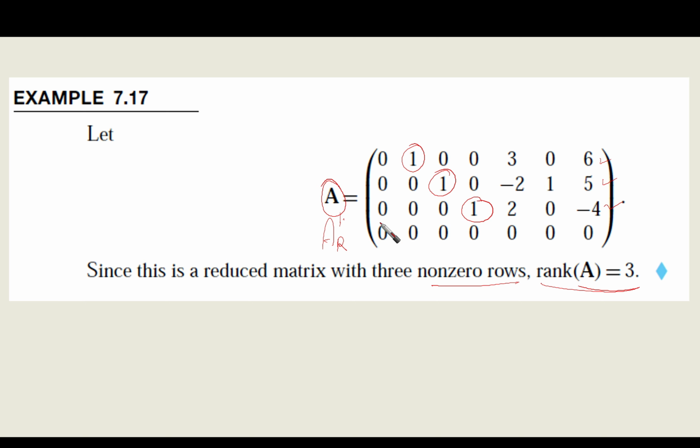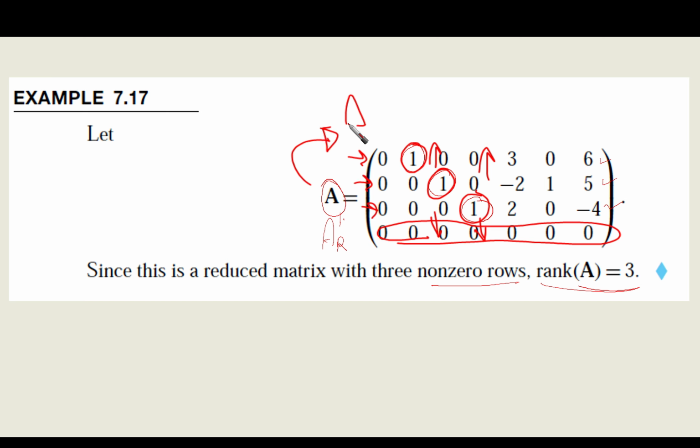Actually, when you look at this matrix, it is already a reduced form. It is 1 and everything 0 here. This is 1 leading entry, 0 here, 0 here, 1, 0 above, 0 below, and this is a 0 row. So how many non-zero rows do we have? We have 1, 2, 3. So the rank of A is going to be 3. That's it.